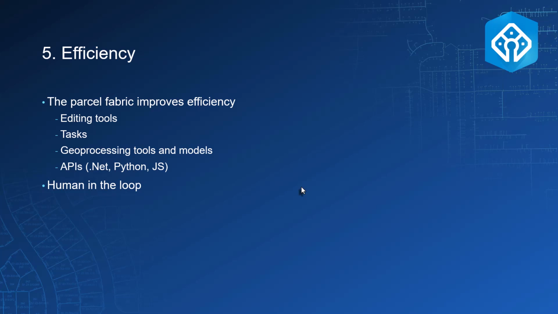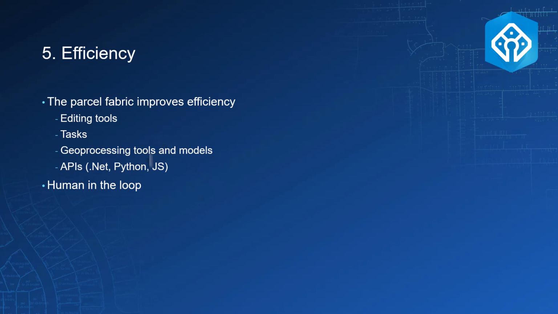The main reason people adopt the Parcel Fabric is efficiency. We want to do the workflows we have to do in less time and produce better results. We can do that by using any editing tool available in ArcGIS Pro, plus all the Parcel Fabric specific tools. We can use tasks to automate repeatable workflows. There's a lot of geoprocessing tools that we can use and create geoprocessing models if we wanted to automate certain processes. And of course, there's rich APIs for those that want to automate things even further.